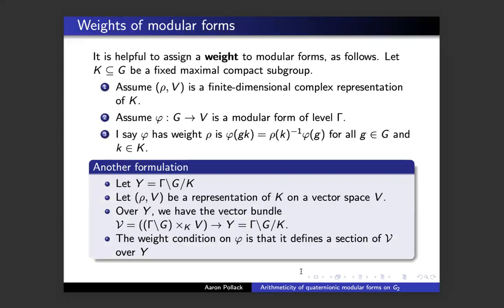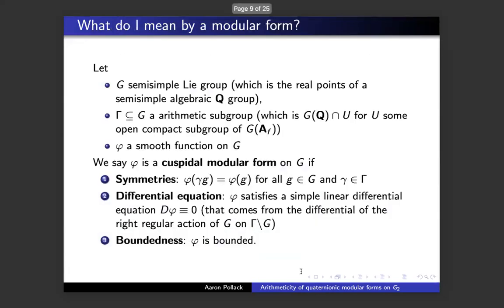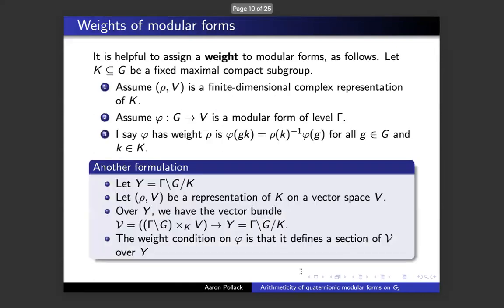So I also want to discuss weights of modular forms. So this is a cuspidal modular form. What is its weight supposed to be? So its weight is supposed to be a representation of the maximal compact subgroup K of G. So again, G is a semi-simple Lie group, and I'm going to let K, capital K, denote a fixed maximal compact subgroup of G. And now I assume that I have some finite dimensional complex representation of K. Okay, and I'll call that representation rho, and it'll act on the vector space V.